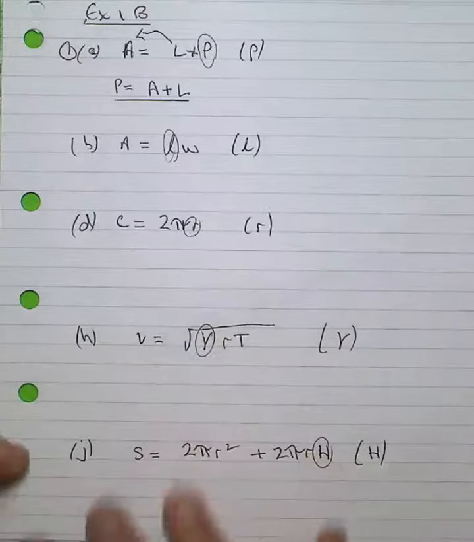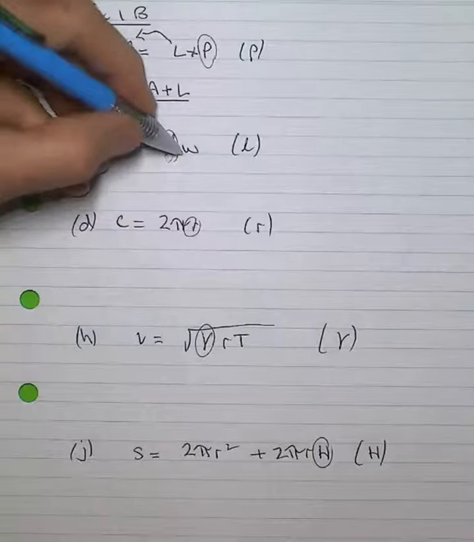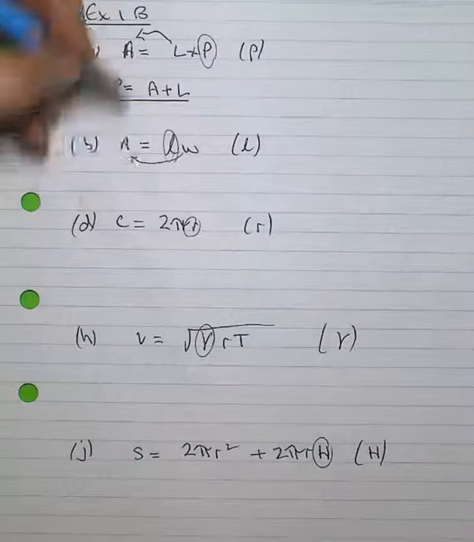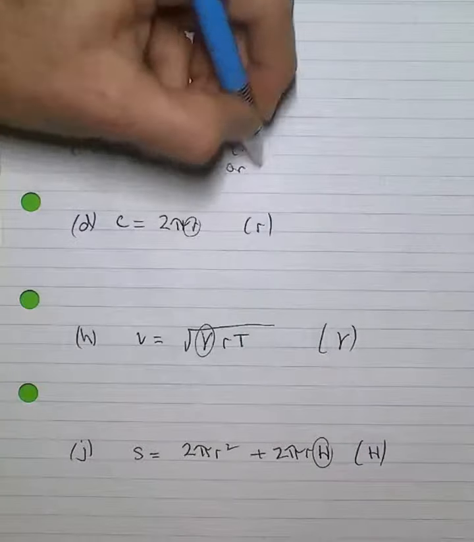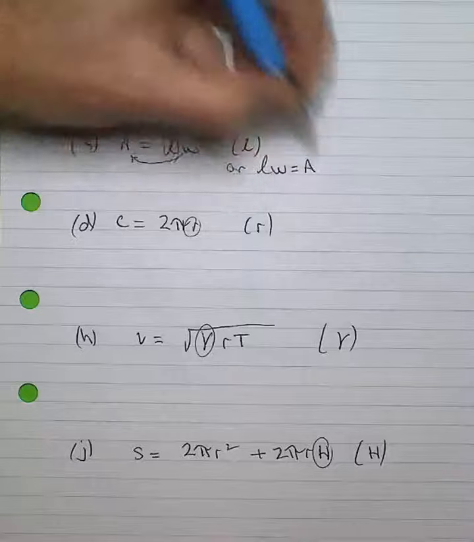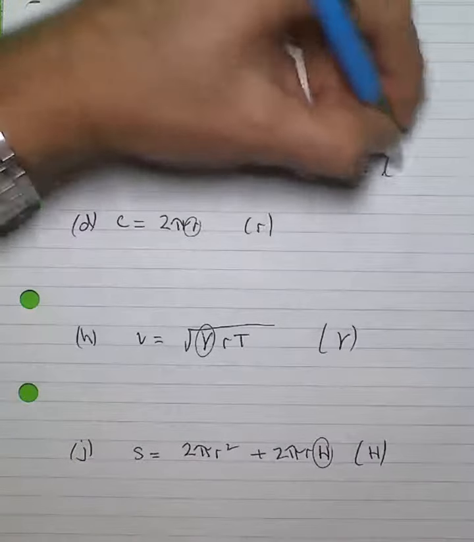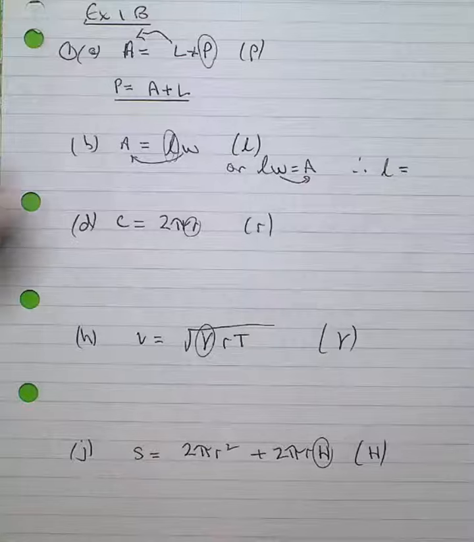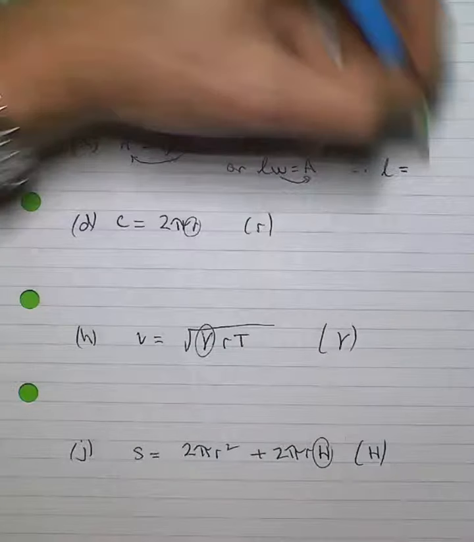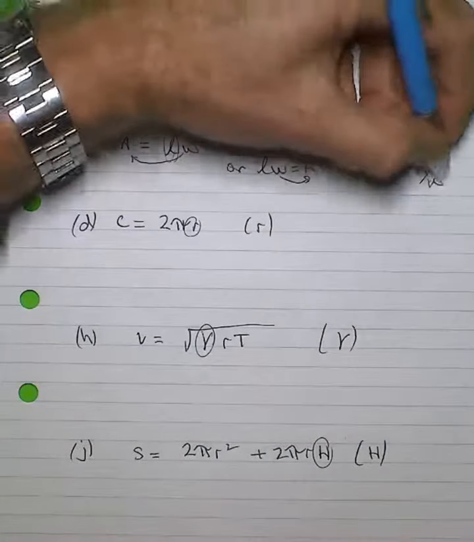In the next problem, I've got to transpose that multiplication. It might pay if I just rewrite that so it reads left to right. And then transposing. So L will be therefore equal to A on W.